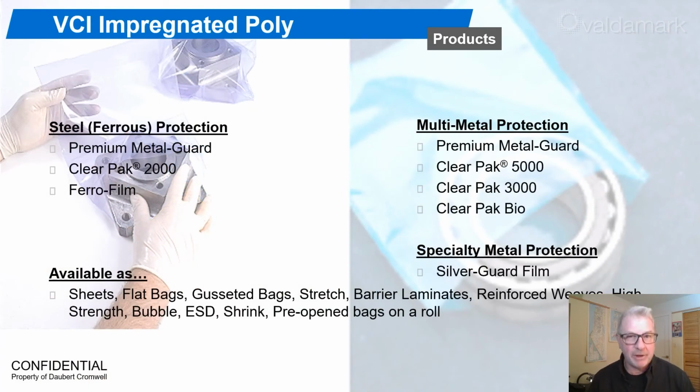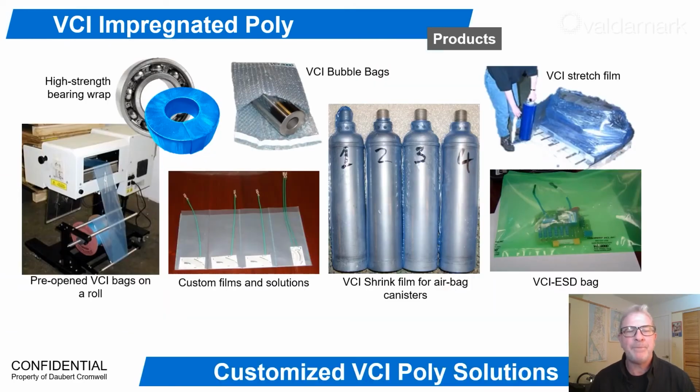Poly or polyethylene is a very popular packaging into which we incorporate our VCI. We do this in the extrusion process. VCI poly is versatile and available as sheets, flat bags, gusset bags, stretch, barrier laminates, reinforced weaves, high strength, bubble, ESD, shrink, pre-open, bags on a roll, the list goes on. Here are some examples of those products in use.